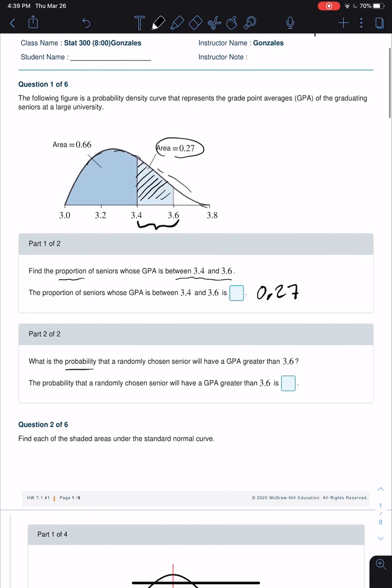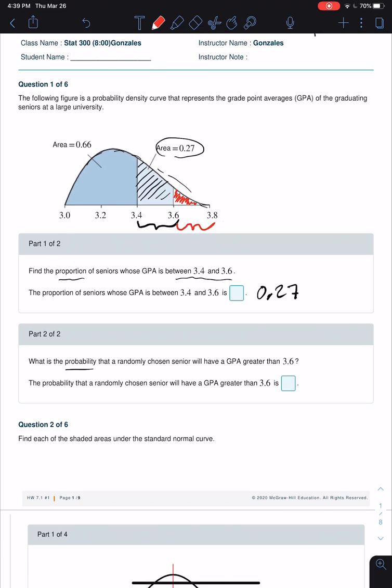Also, that can be thought of as 27%. So the other way we can think about the area under the curve, as proportion, is that we could also think of it as probability. What's the probability that a randomly chosen senior will have a GPA greater than 3.6? Greater than 3.6 is going to be this interval, this bit right here, the area under the curve that's in red.